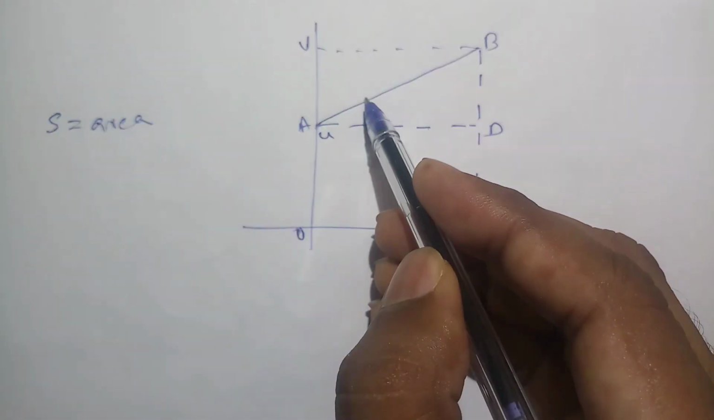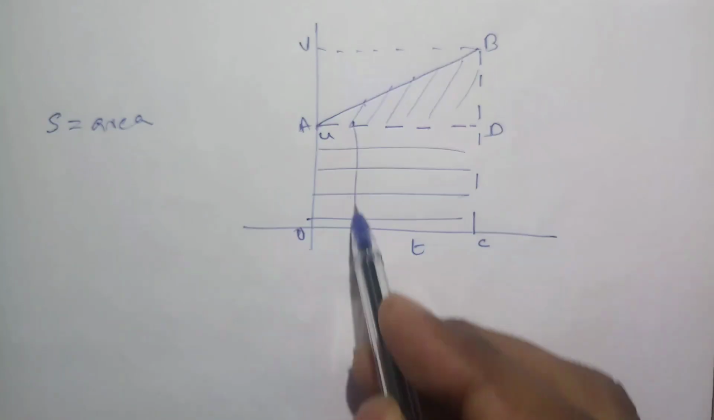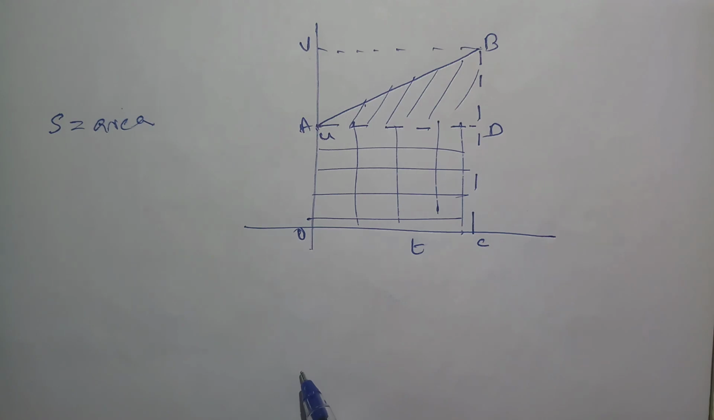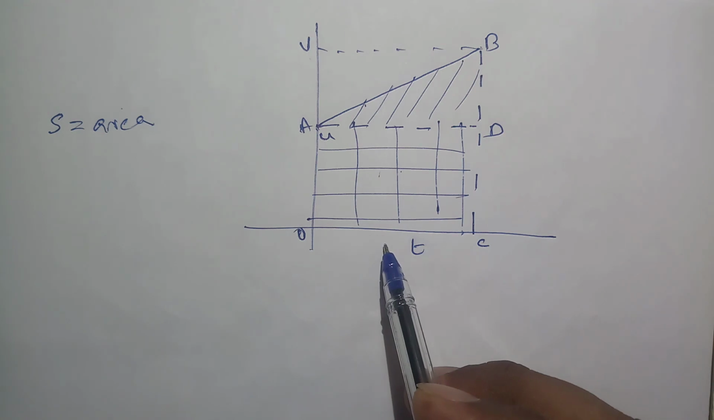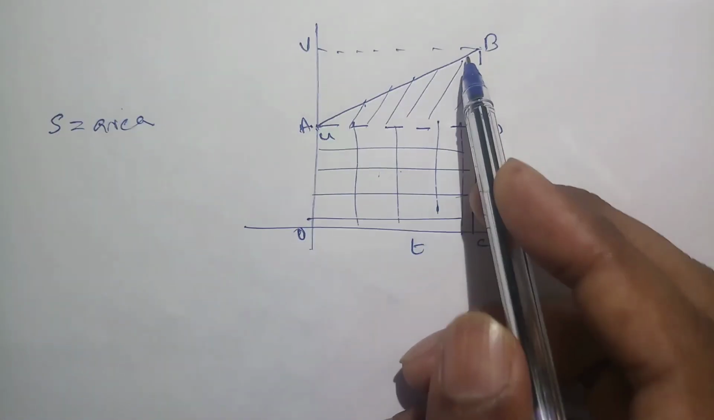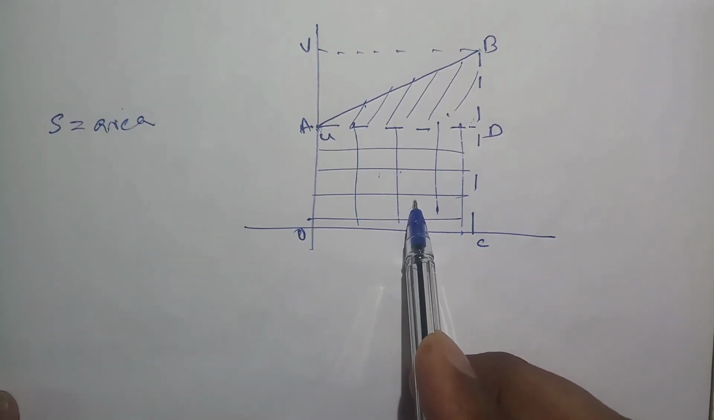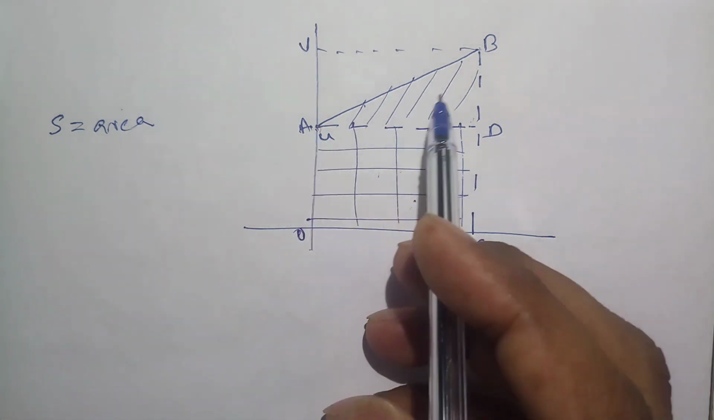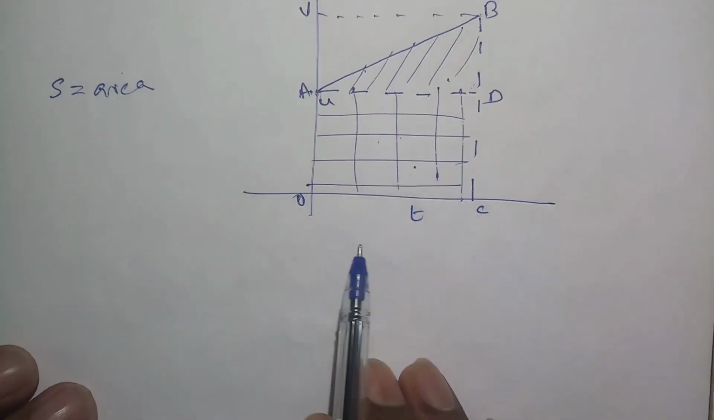This total graph area means the area of this triangle plus this rectangle. That will give the total area. It's very clear. The area under the velocity time graph will give the displacement. So what is the area under this velocity time graph? That is the area of this triangle plus the area of this rectangle. This total thing is a trapezium, but we can take it as a sum of these two, one triangle and one rectangle.